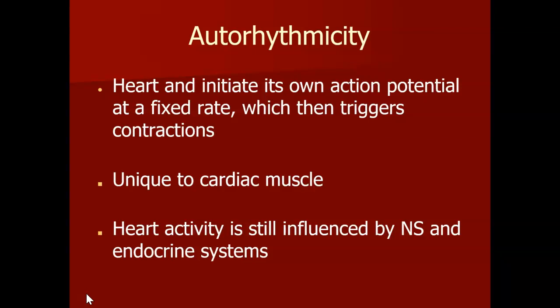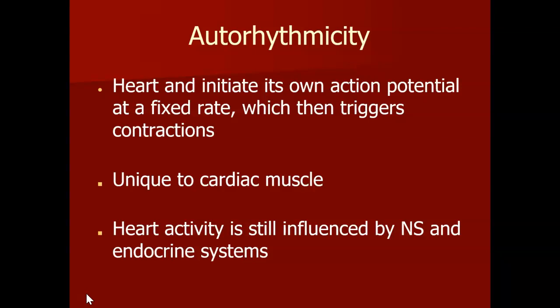The heart is unique in that it can initiate its own action potential, and it can do so at a fixed rate, which then is going to trigger our heart's ability to contract. This is very unique to cardiac muscle, so smooth muscle cannot do that. It has to get its action potential stimulated by an outside force, and same with skeletal muscles. We need to have those neurons cause contraction to occur. So a heart is unique in that it can generate its own action potential and thus manage its own contraction.